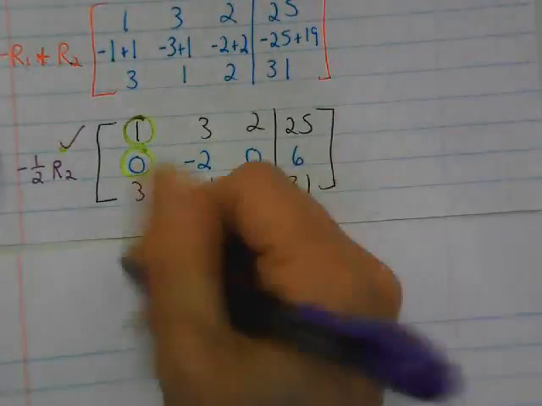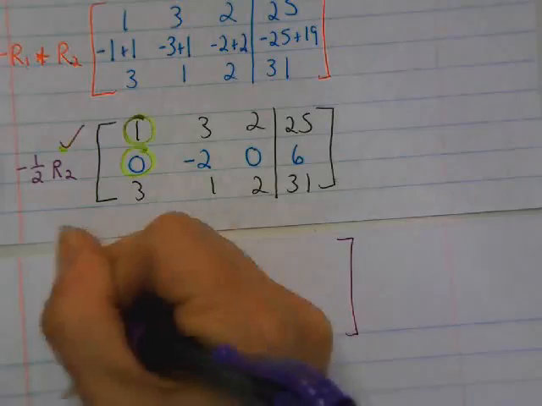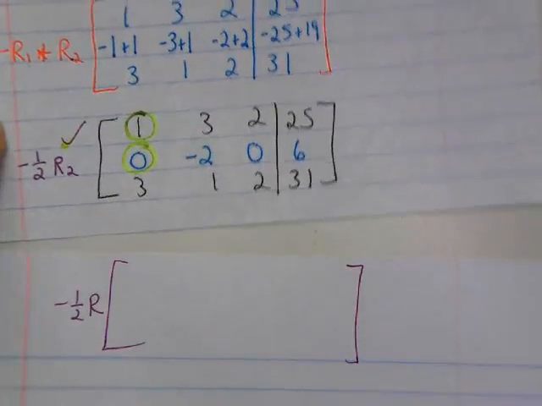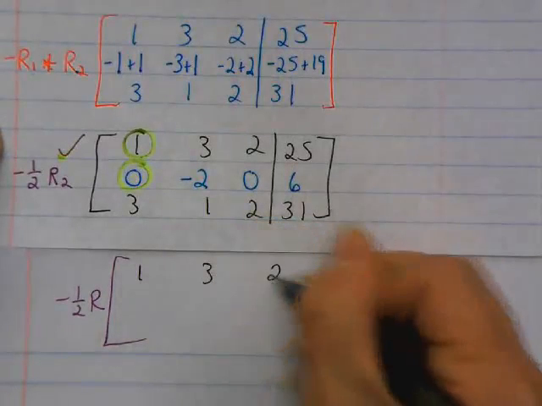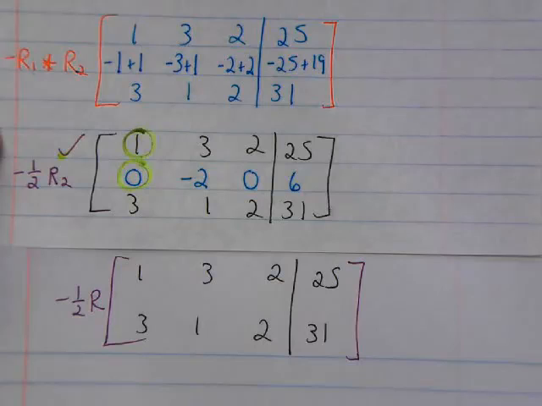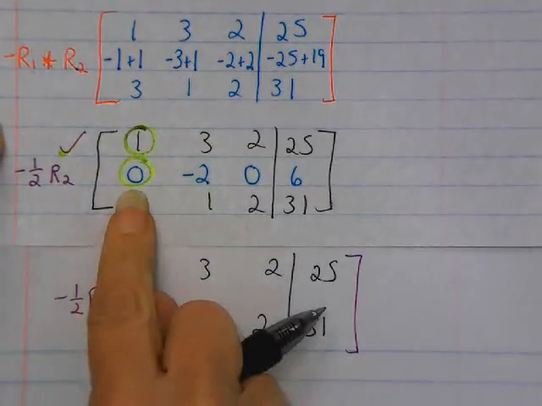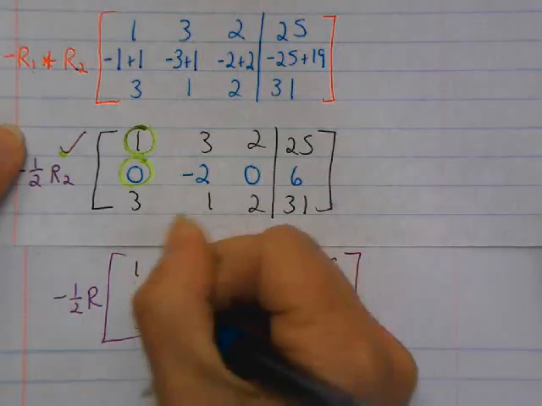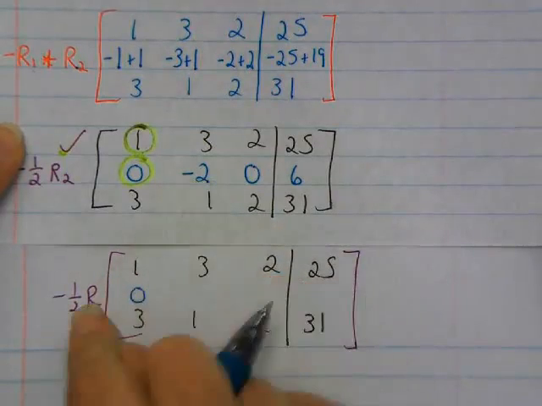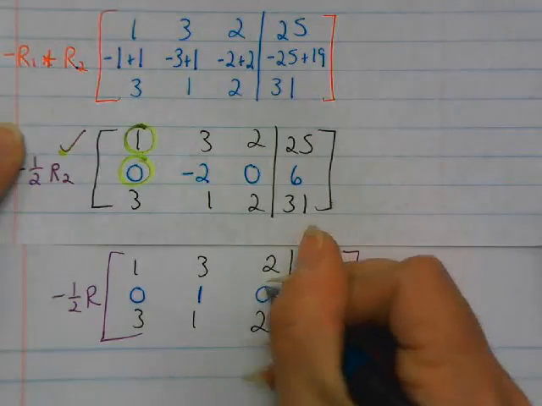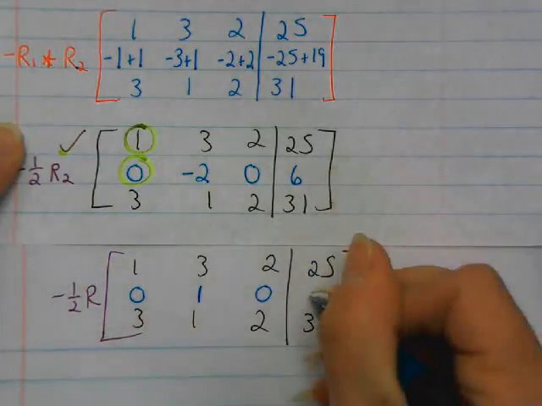Alright, so I'm going to come here and I'm going to tell myself that I am going to multiply row 2 by a negative 1/2. So again, the first row stays. 1, 3, 2, 25, 3, 1, 2, 31. That row stays. This row I'm going to multiply by a negative 1/2. The 1/2 of 0 is 0. Negative 1/2 times negative 2 is 1. Negative 1/2 times 0 is 0. And negative 1/2 of 6 is negative 3.